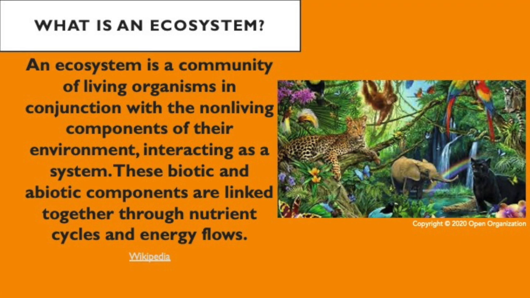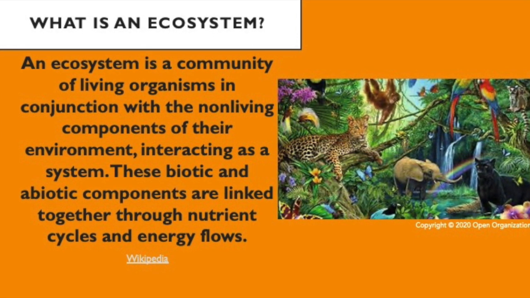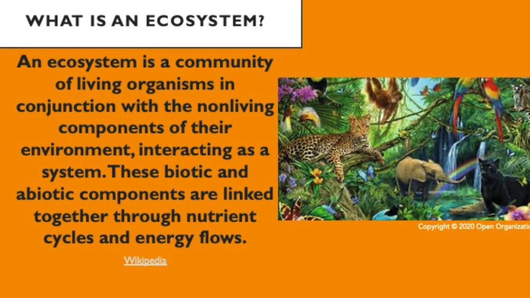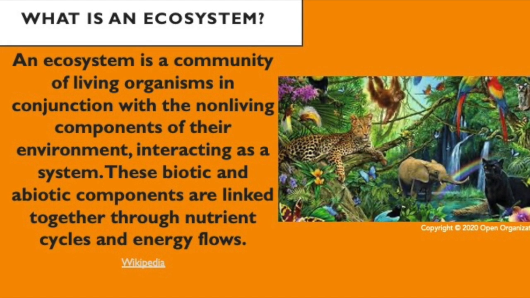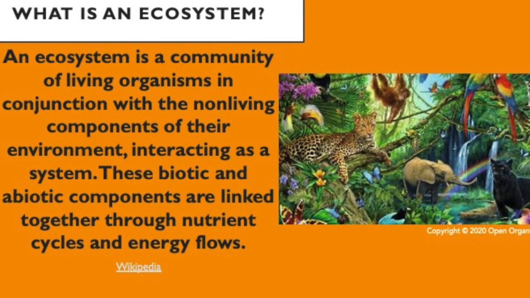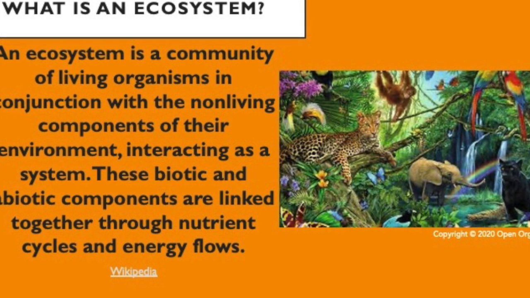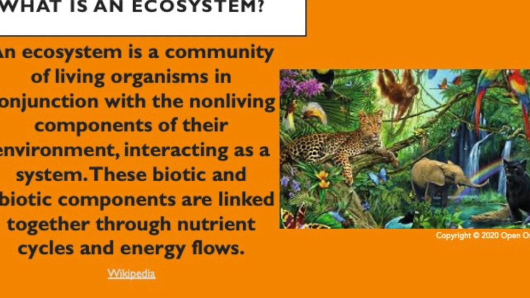So let's look at what an ecosystem is. An ecosystem is a community of living organisms in conjunction with the non-living components of their environment, interacting as a system. These biotic and abiotic components are linked together through nutrient cycles and energy flows. In short, it is all of the living and non-living components of an environment.